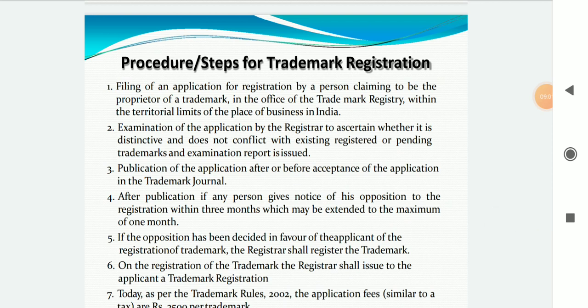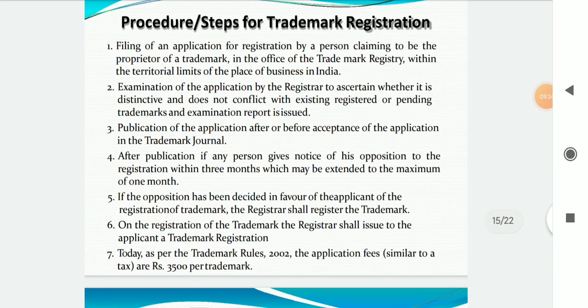Trademark registration. First, filing an application of registration form by the person claiming. Then examination of the application by the registrar to ascertain whether it is distinctive or does not conflict. Publication of the application in the trademark journal. After the publication, if any person gives notice of opposition to the registration within 3 months, and if the opposition has been decided in favor of the applicant, the registration shall be issued to the applicant of the trademark registration.